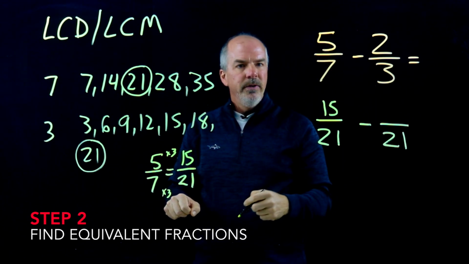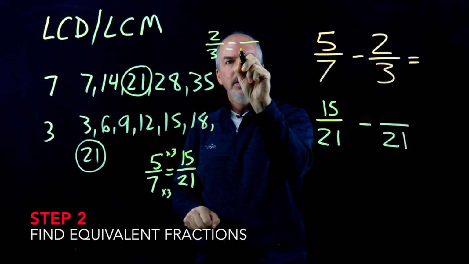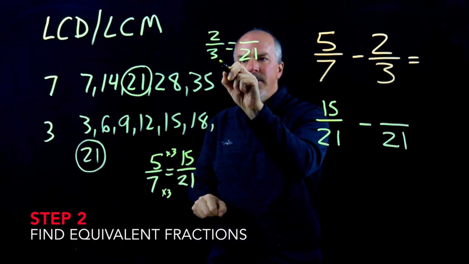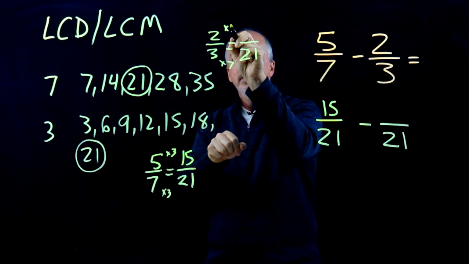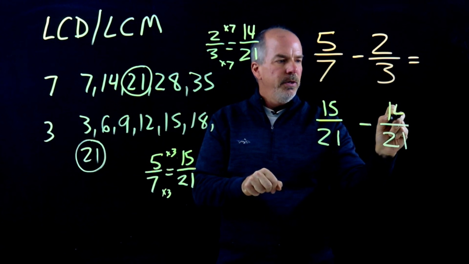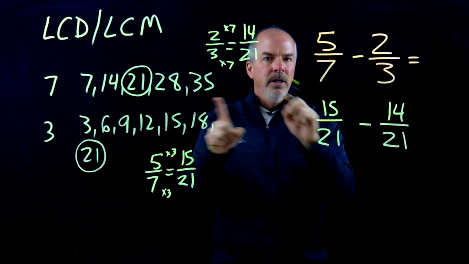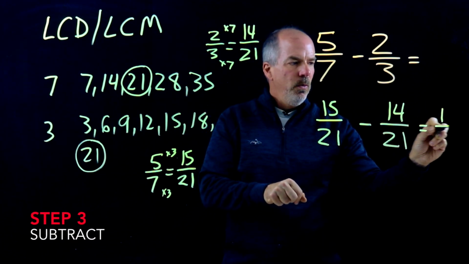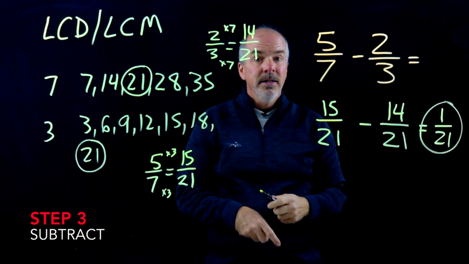Now I need an equivalent fraction for 2/3. So 2/3 equals something over 21. What do I do to the 3 to make it a 21? Well, it's times 7. So if I do the denominator by 7, I do the numerator by 7, and that's 14. So 2/3 becomes 14 over 21. So now I have a common denominator, equivalent fractions, I can subtract. 15 minus 14 is 1 over 21, and that's my final answer, and that's in simplest form.